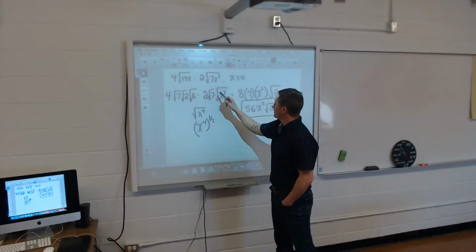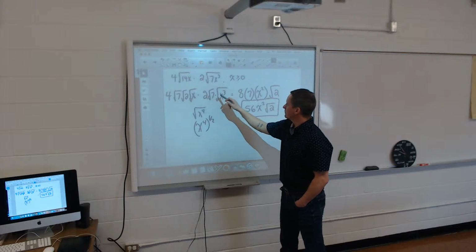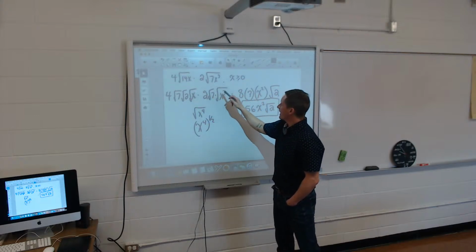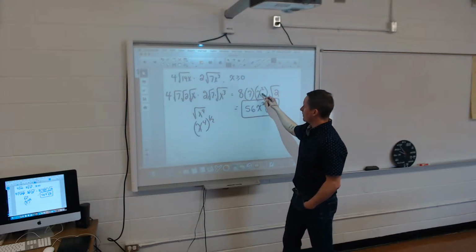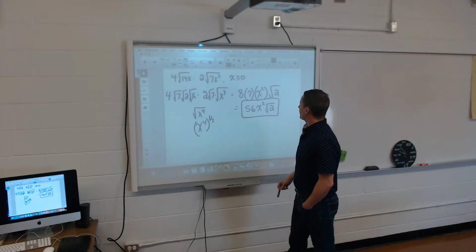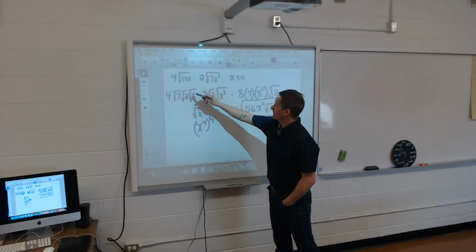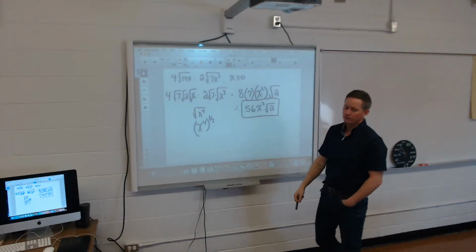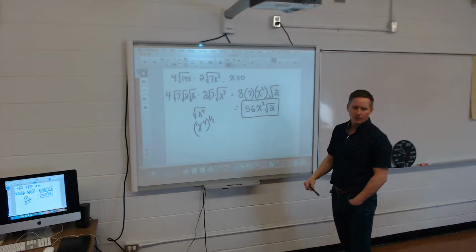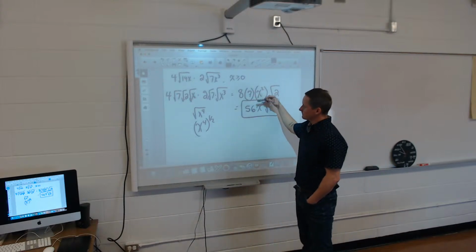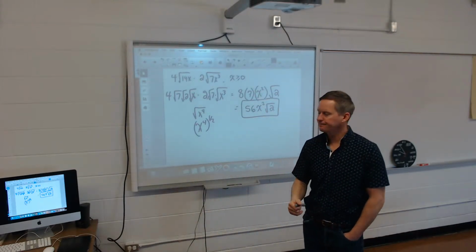So I've got 4 times 2, which is 8. Root 7 times root 7, which is 7. Root x times root x cubed is x squared. All right. And then I had, where did I, my root 2 here stayed as root 2. Okay. So a little bit faster to do that.